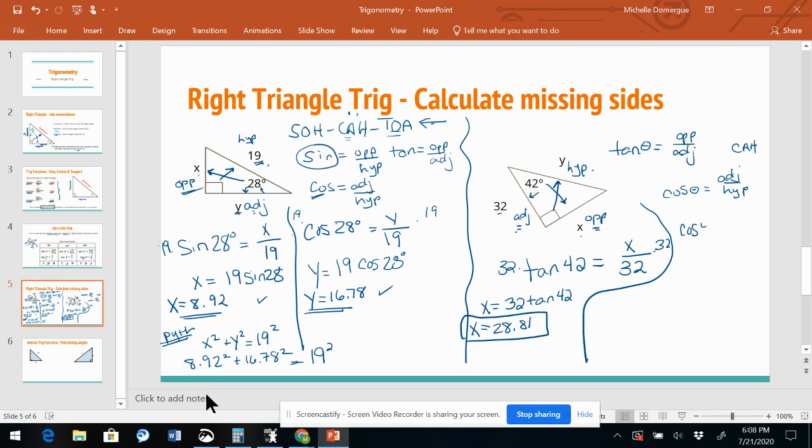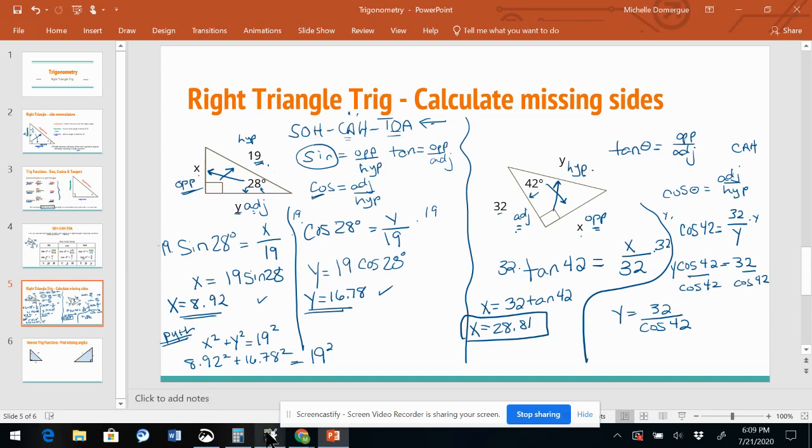So let's substitute in those values. I'm going to take cosine of 42 equals adjacent side, which is 32, divided by my hypotenuse of y. So if I multiply both sides of my equation by y, I get y times cosine of 42 equals 32. Let's divide both sides by cosine of 42, and I'm left with y equals 32 divided by cosine of 42.